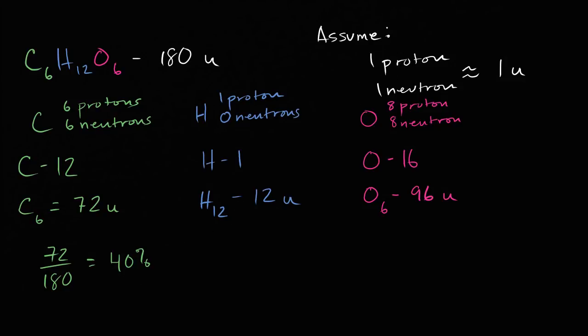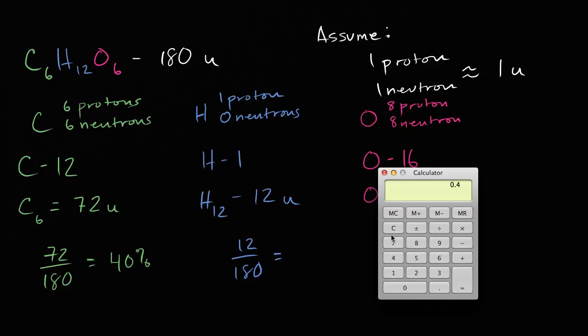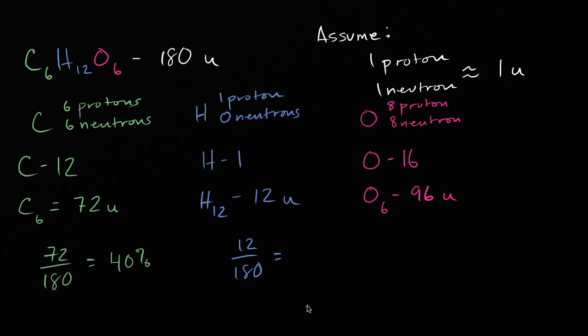Now, what about hydrogen? Well, we can do the exact same idea. 12 180ths, which is equal to, get my calculator out, 12 divided by 180 gets us 0.066, and it just keeps repeating on and on forever. So this is equivalent to roughly 6.7%. So I'll just say it's approximately 6.7%. And then the remainder as a percentage should be oxygen, but let's just verify that.